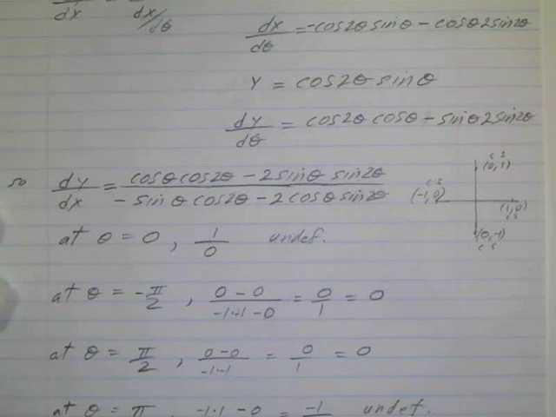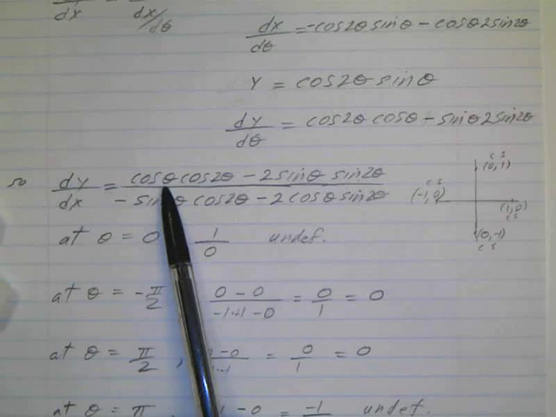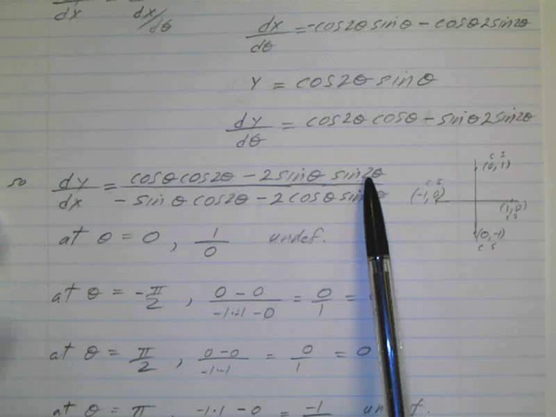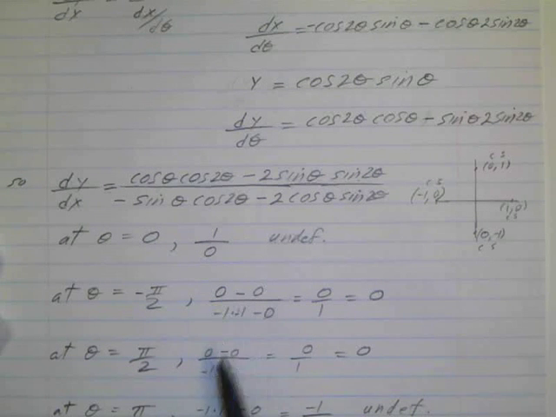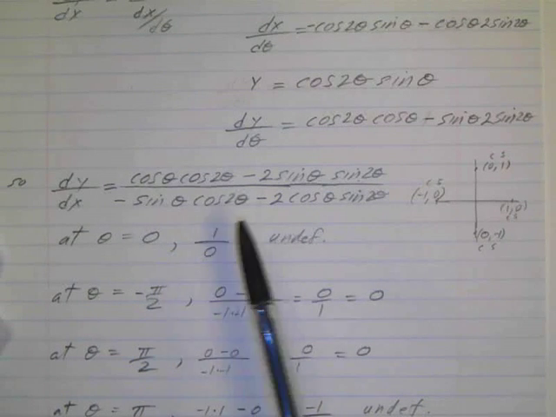At pi over 2, the cosine of pi over 2, again, is going to be 0, so that's going to zero out. And the sine of pi over 2 here will also be, 2 times pi over 2 is pi, so that's going to be 0. So I'm going to have 0 minus 0 on the top. And on the bottom, looks like the same as before.